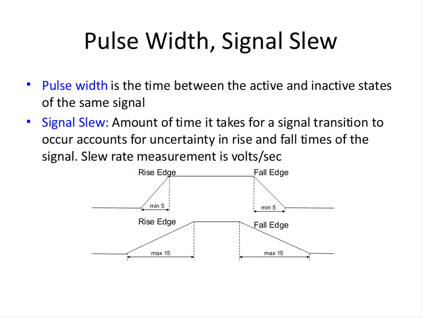There is a max transition check that checks the signal slew. And please note that slower transitions, as we saw, result in more short circuit power, so they are not recommended. It is good to have faster transition times.